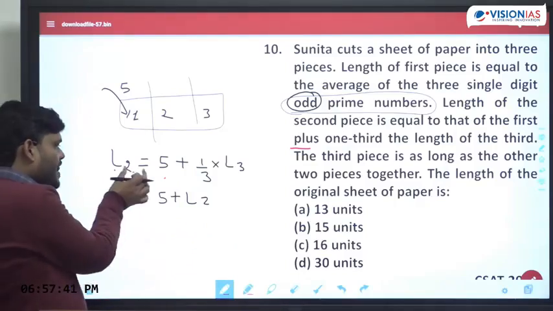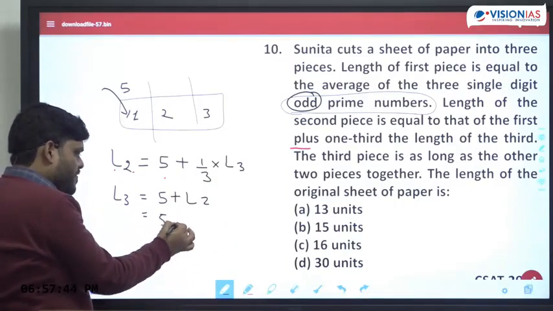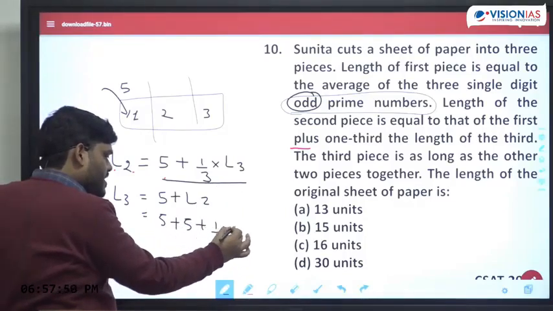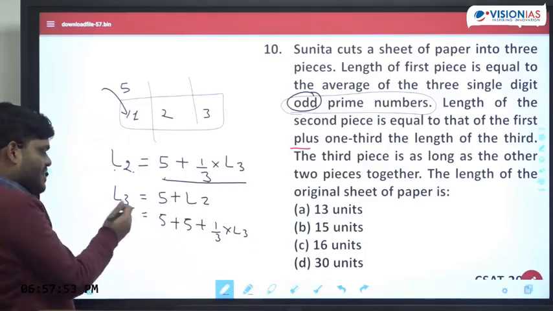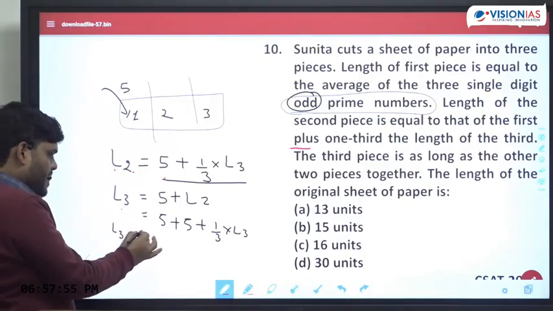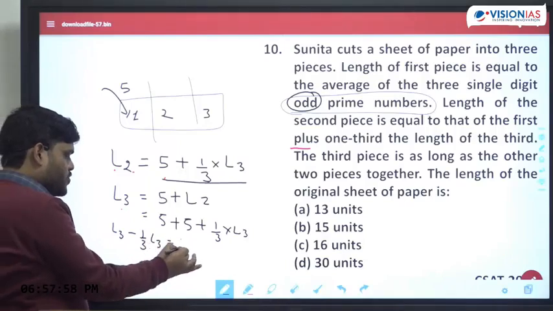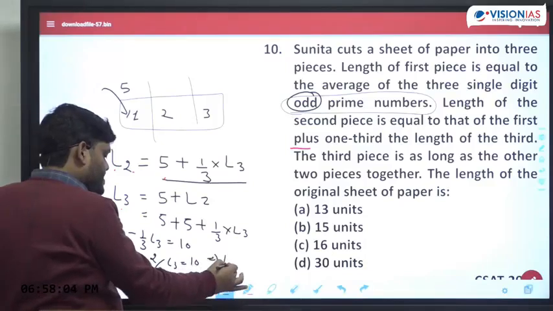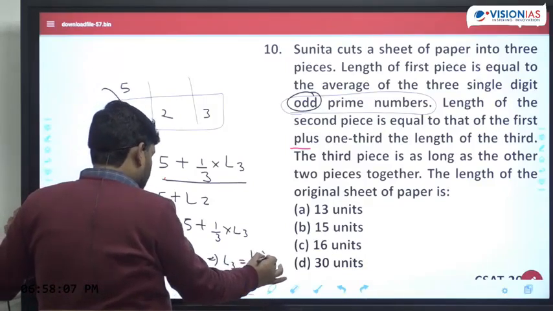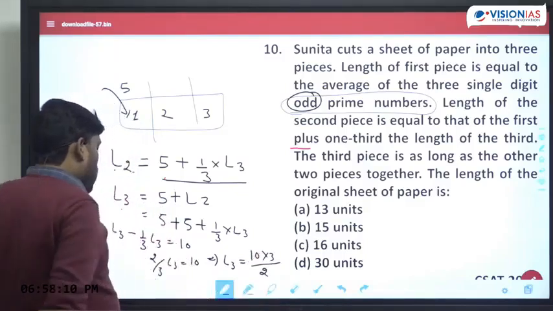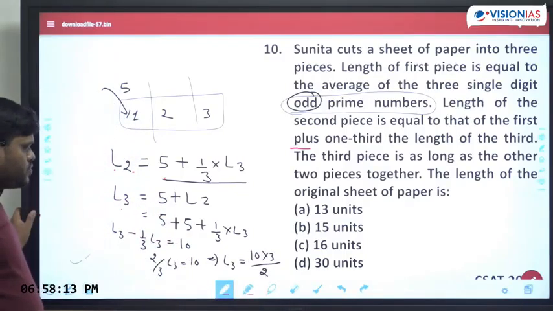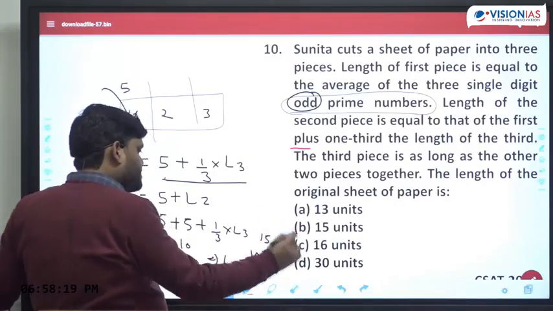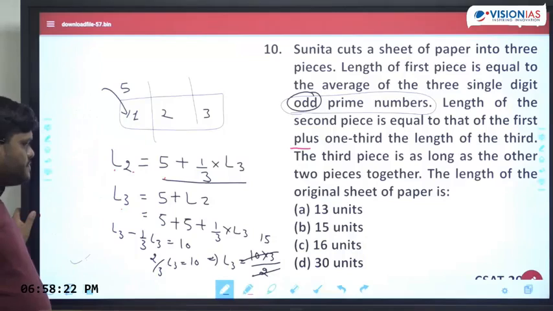We can put the value of L2 from here. So this will become 5 plus L2, that means 5 plus 1/3 into L3. We will take this L3 to this side. So this will become L3 minus 1/3 L3 is equal to 10. So 2/3 L3 is equal to 10. So from here we can say that L3 is equal to 10 into 3/2. Now if we cancel out, this will become 15.